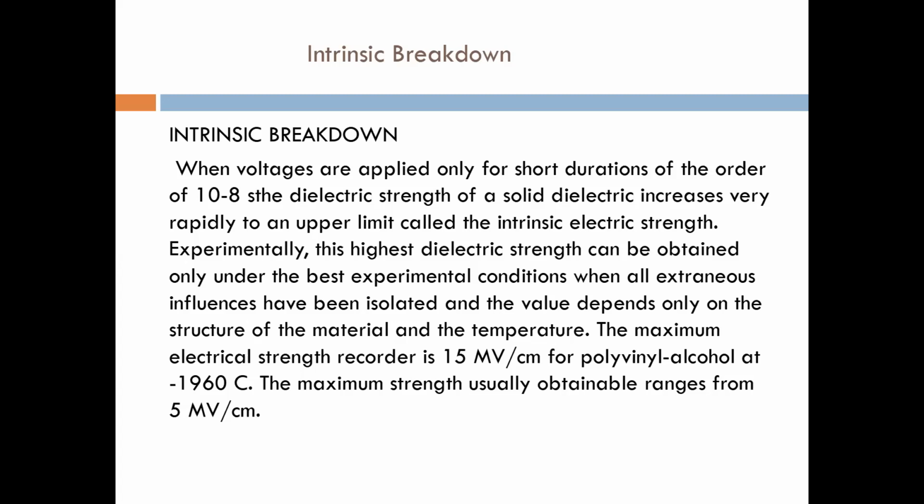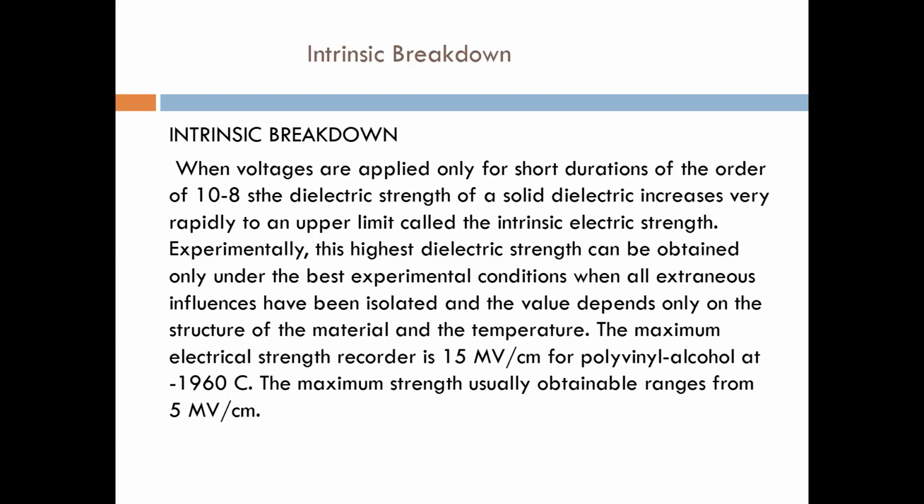Experimentally, the highest dielectric strength can be obtained only under the best experimental conditions, when all influences have been isolated. This value depends only on the structure and chemical composition of the material. If many free electrons are available in the structure, the breakdown strength will be low. If there is no free electron, the dielectric strength is very high. The maximum electric strength recorded is 15 megavolt per centimeter for polyvinyl alcohol at a temperature of minus 196 degrees Celsius. This is the intrinsic breakdown.